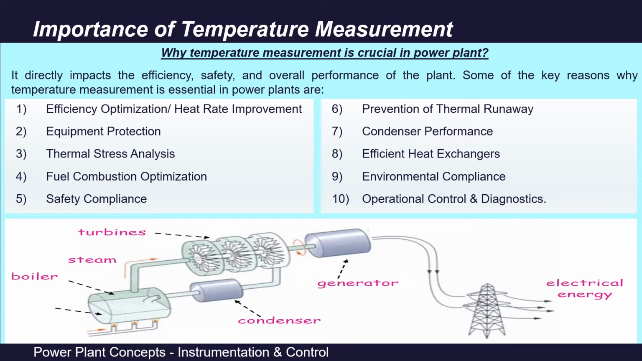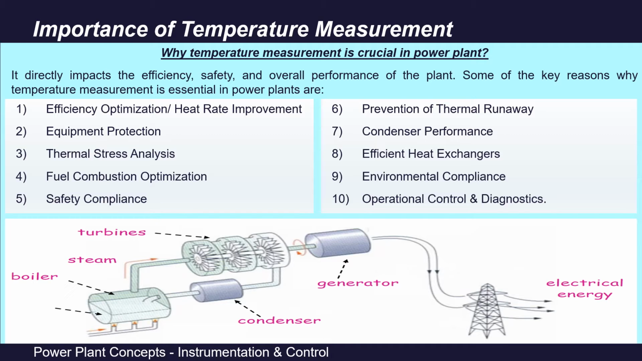The seventh reason is condenser performance. Maintaining optimal temperature in condenser and cooling system enhances the efficiency of the power generation cycle. Next reason is efficient heat exchangers. Basically, heat exchangers play a vital role in transferring thermal energy between different fluid streams. Temperature monitoring ensures the heat exchangers operate within specified temperature ranges, maximizing their effectiveness.